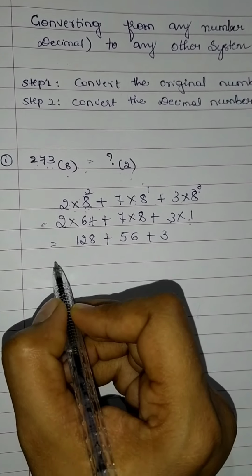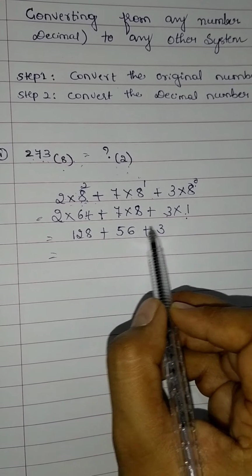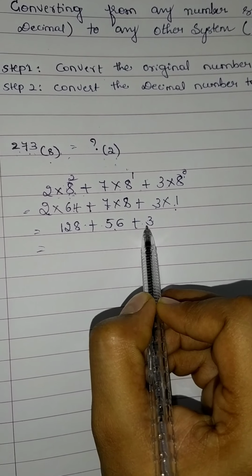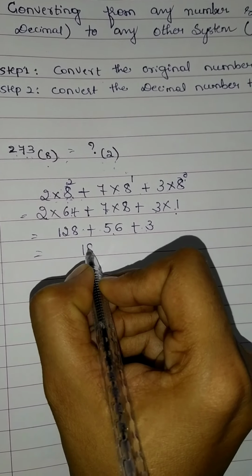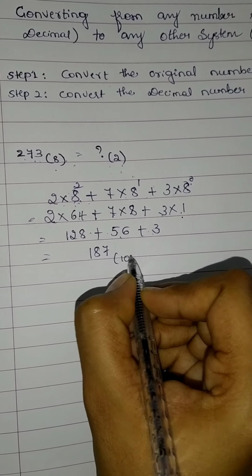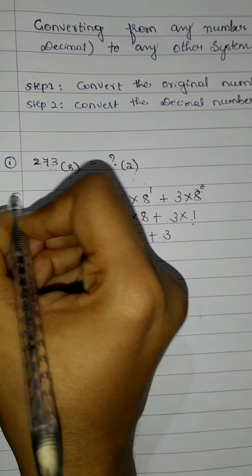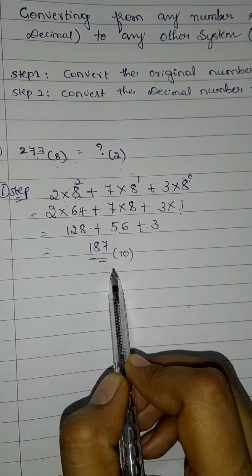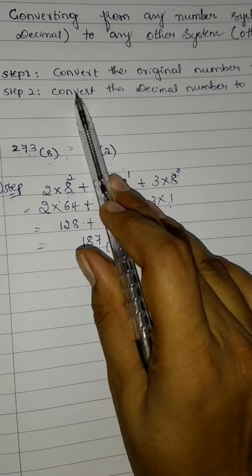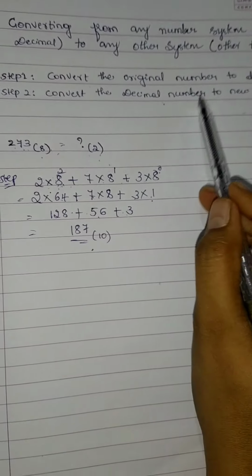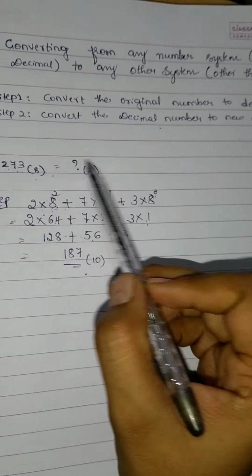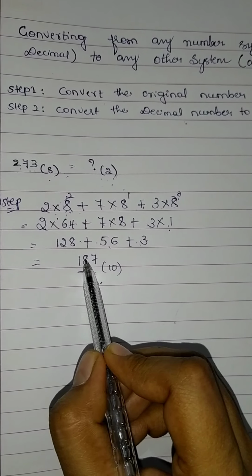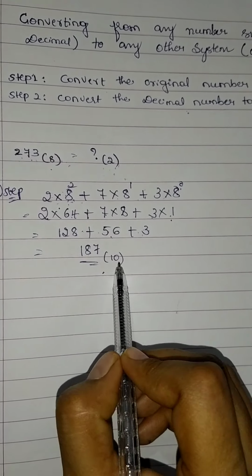So what do we have to do now? Now we need to sum up all three values: 128 plus 56 plus 3. So we get 187 of base 10, because in the first step we converted the given original number to the decimal number system. Now what do we have to do? Convert the decimal number to the new number system. What is the new number system? That is binary. I need to convert the given decimal number into binary.